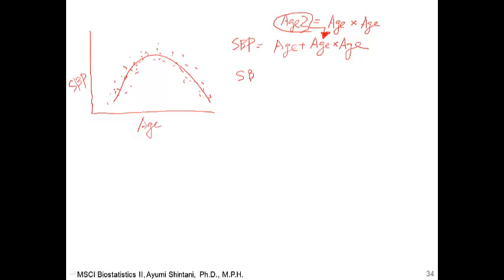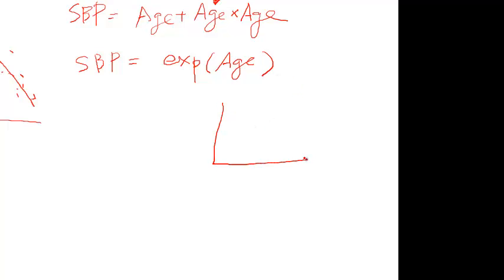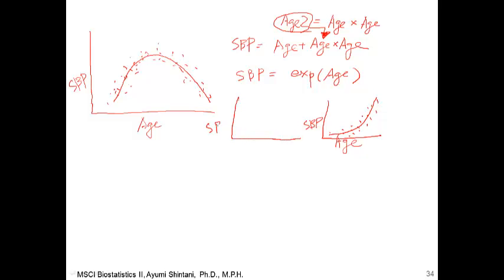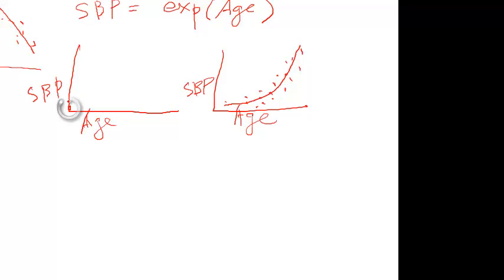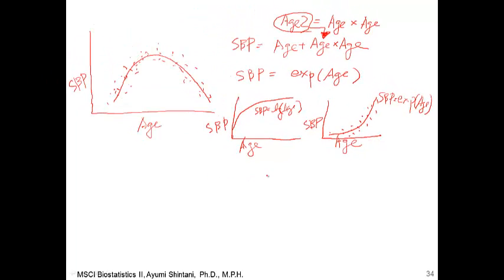Or another choice is you might do the exponential of age. If the association is an exponentially increasing effect by age, this nonlinear regression will pick up the association nicely. Or you could do log, and if the association looks like this type of nonlinear, then you can do SBP equals log of age. Okay, so this is SBP equals exponential of age. So there are lots of nonlinear functions you can fit instead of a linear function.